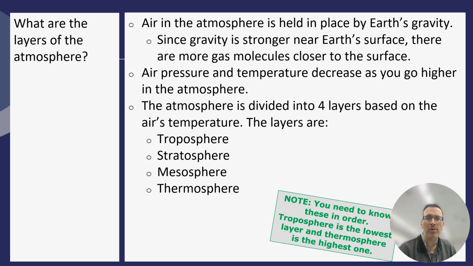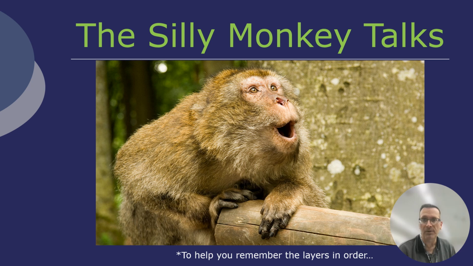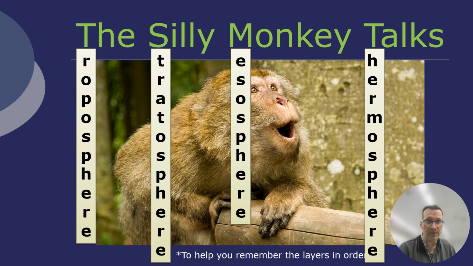Now, in order to remember these layers in order, there is a mnemonic that we use. It's pretty funny. The silly monkey talks. That should help us remember that one, troposphere, that's what we're in. Sitting right now in the troposphere. Think we like the tropics. So that's the T that starts it all off.